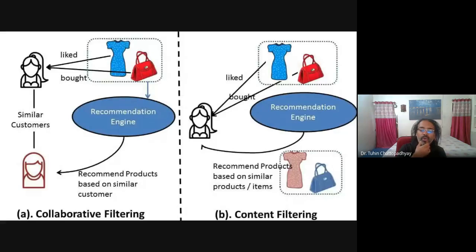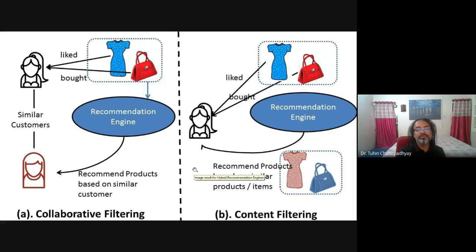So that's a simple comparison between collaborative filtering and content filtering. So collaborative is that, yeah, this girl liked this dress and the bag, and similar customers bought them. So this dress and the bag can also be recommended to this girl or to this lady. And content filtering: liked and bought, recommend products based on similar products or items. These are similar products, similar kind of bag, similar kind of dress, and therefore recommend it.